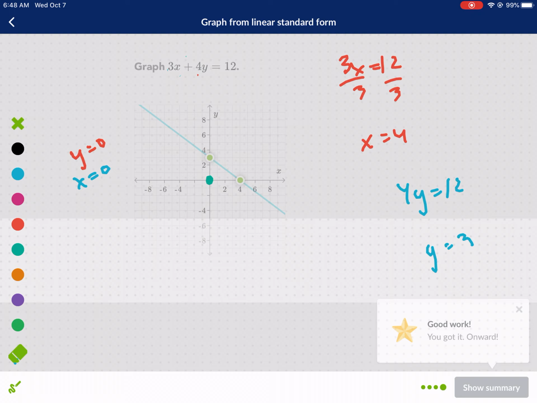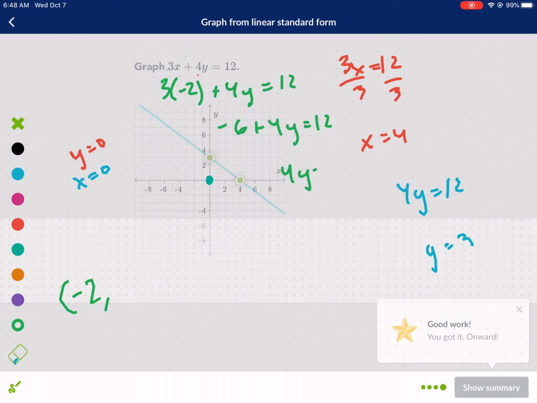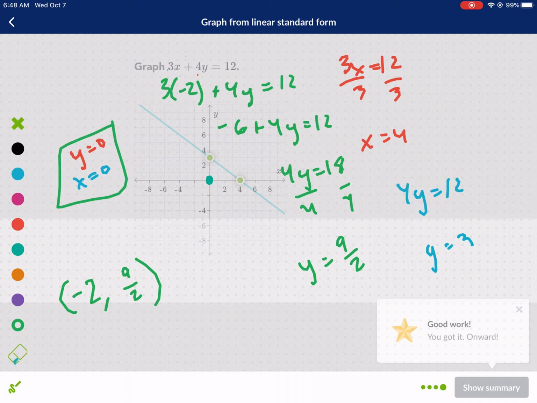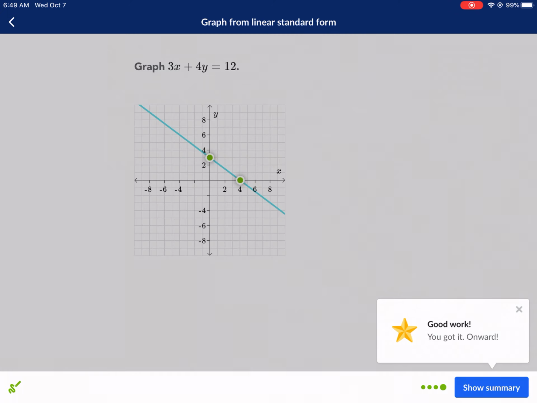Let's plug in -2 for x. So you would say, hey, I want to know where the graph is at -2. You'd go 3 times -2 plus 4y equals 12. So you get -6 plus 4y equals 12. Then you get 4y equals 18. And you divide by 4, and you get y equals 9/2. So that would be another point, and you would connect that with the other point. But that's only when you get both the x and y-intercept at 0. You just look for another point. So I just wanted to mention that just in case you get that problem.